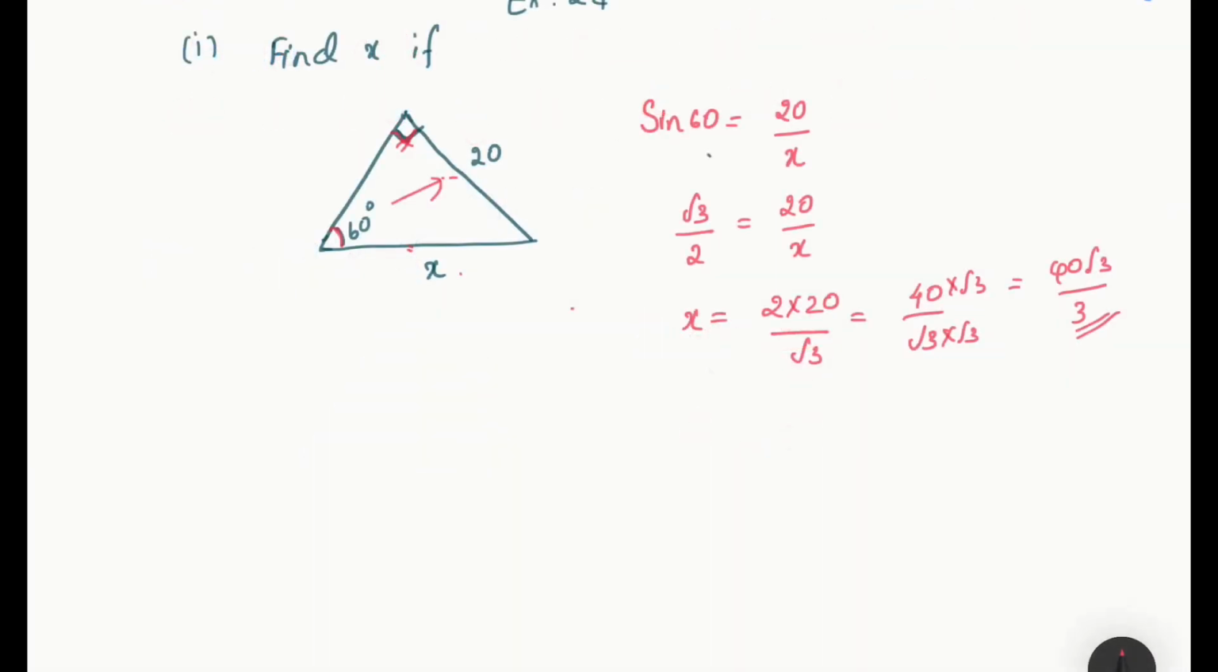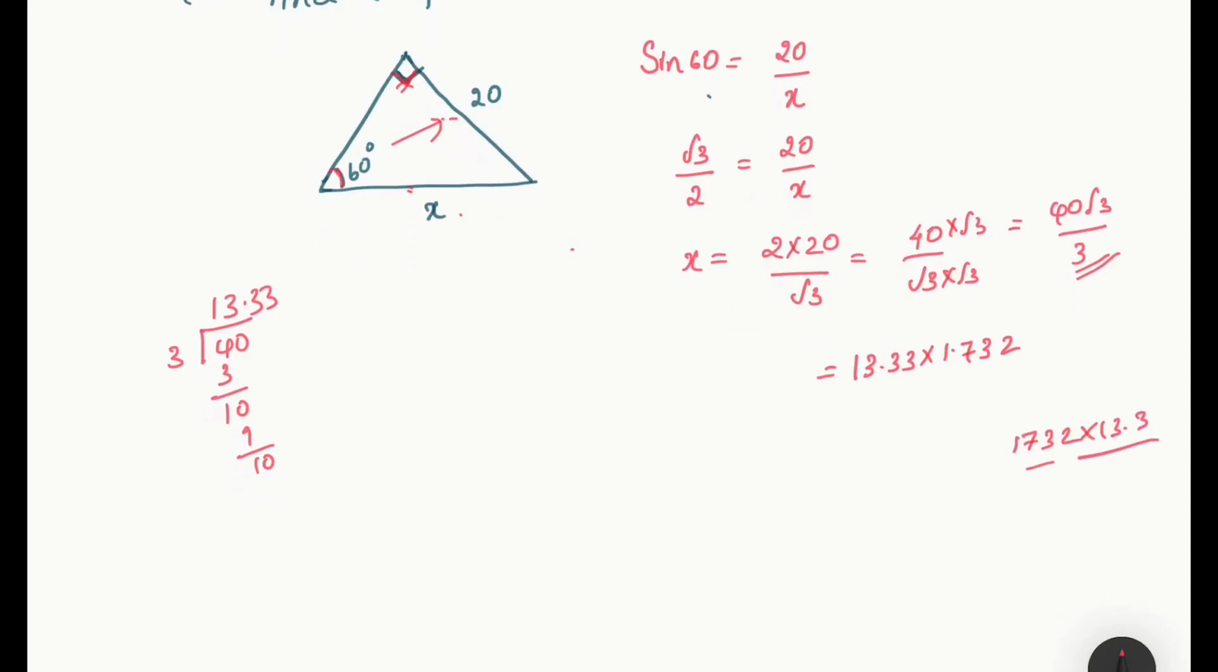So 40 root 3 by 3. Dividing 40 by 3, you get 13.33. So that can be written as 13.33 into, what is the value of root 3? You all are familiar with it, 1.732. So 1.732 into 13.33, you can find the answer.